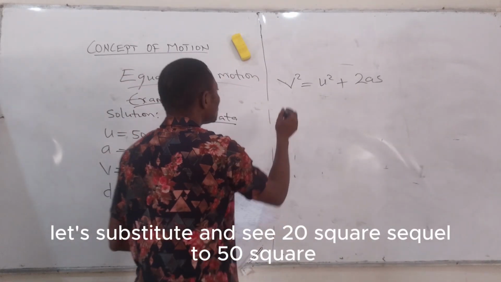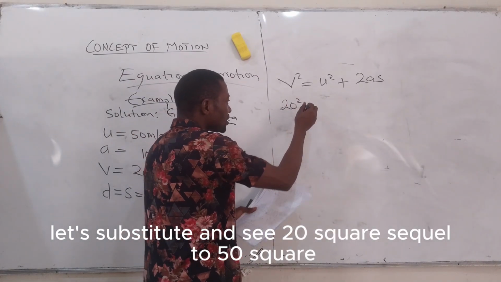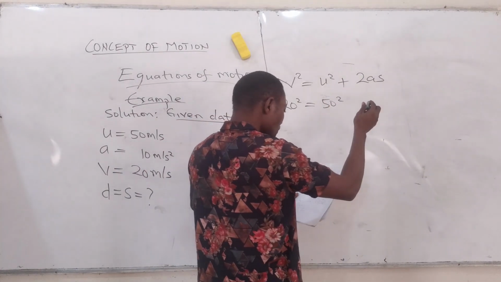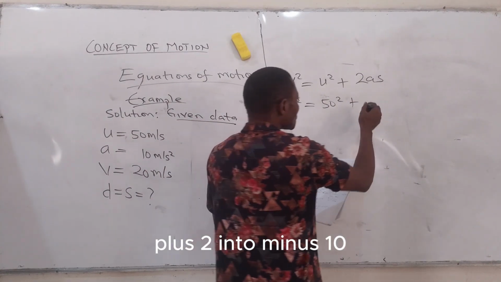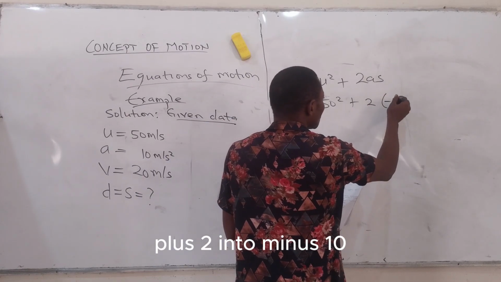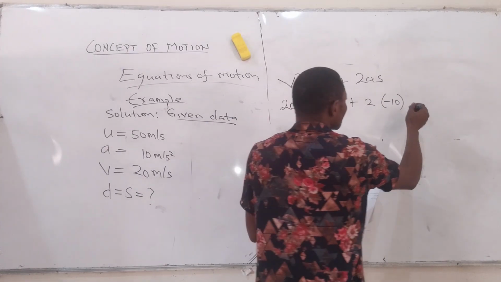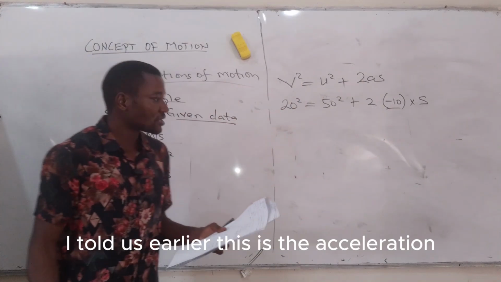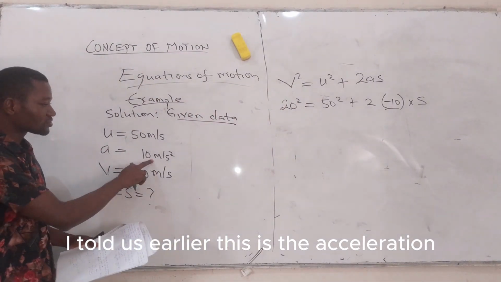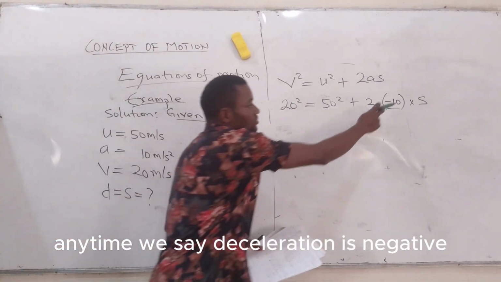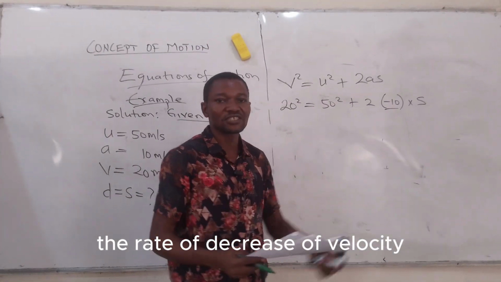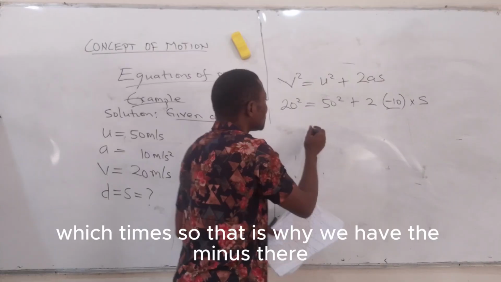Let's substitute and see. 20 squared is equal to 50 squared plus 2 times minus 10 times s. Do we know why this is minus? I told us earlier, this is the acceleration. Anytime we say deceleration, it is negative, the rate of decrease of velocity with time. So that is why we have the minus there.